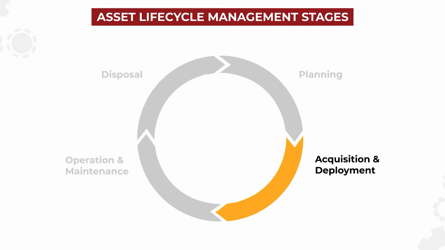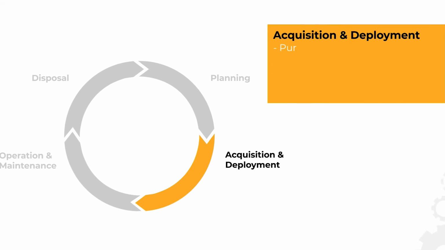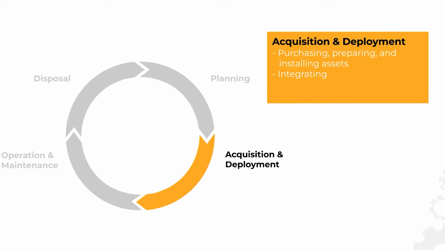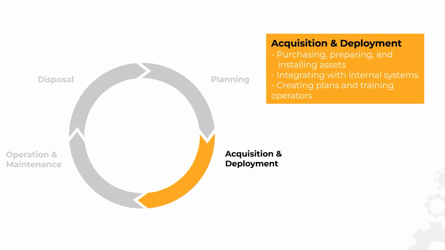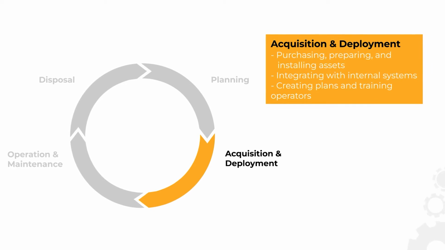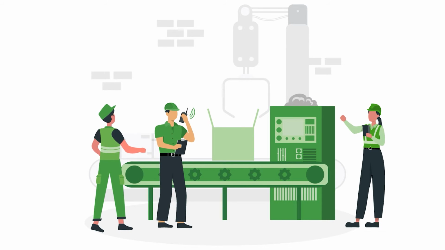Next is the acquisition and deployment stage. This is when organizations apply their established procurement processes to ensure the right budget planning and due diligence are done as part of the purchase. Once received, the asset must be properly deployed, which involves the coordination of delivery, installation, and operator training.